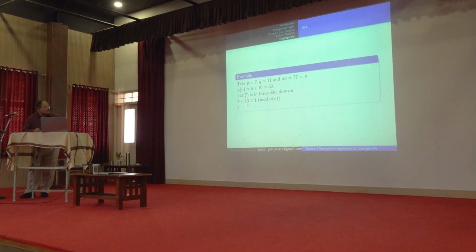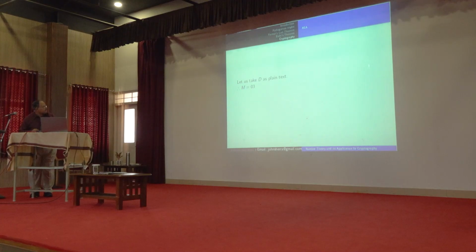Now, when a message M is to be sent, you raise it to power 43, and that is congruent to R. Then R is raised to power J, and that gives M. So we will take an example where J is 7. We are taking D as the plain text. As I said, we require a computer to do the calculations, so I am taking just D.